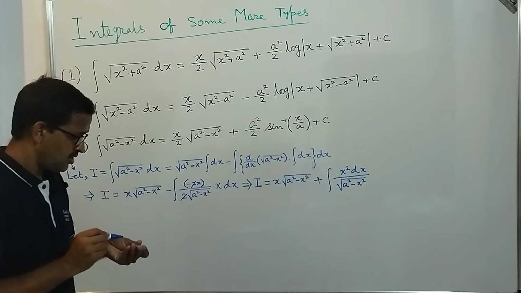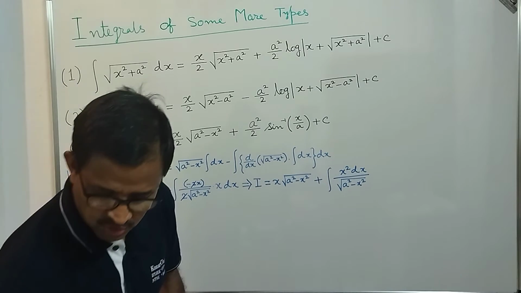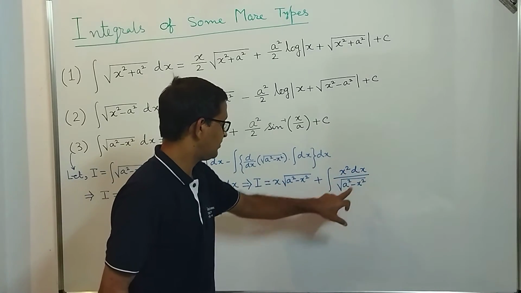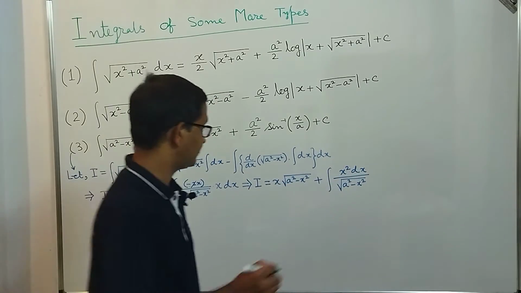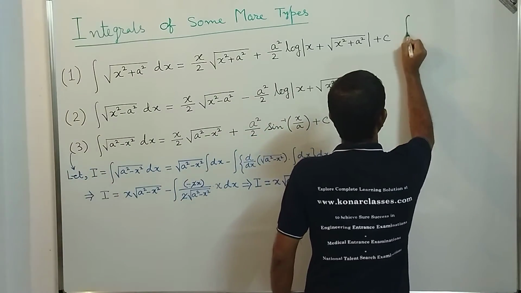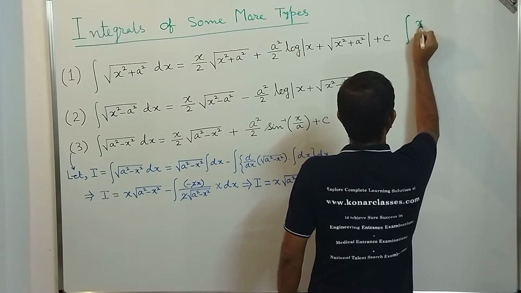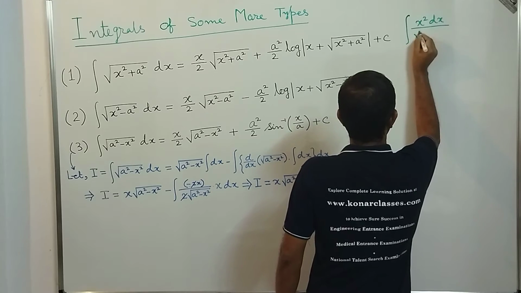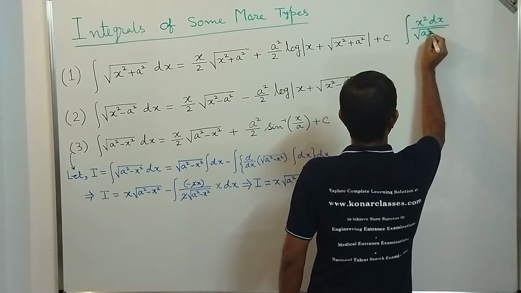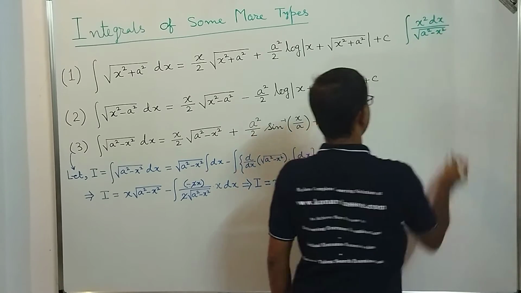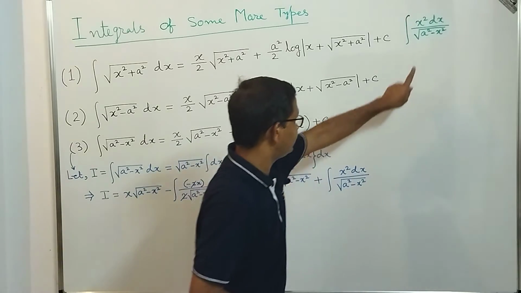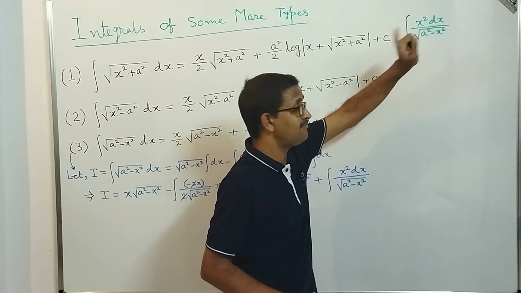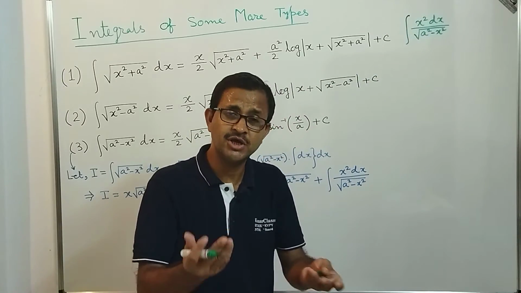Correct? Now all you need to do is concentrate on finding the integration of x square dx by square root of a square minus x square. Let's see. So integration of x square dx divided by square root of a square minus x square. So dear students, as in the denominator there is a minus x square, we need to bring that same minus x square in the numerator. So how can we do that?